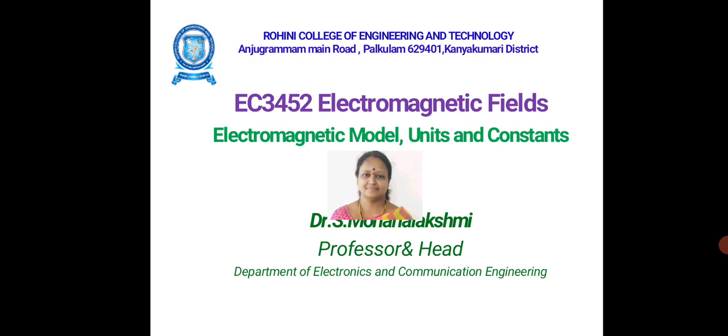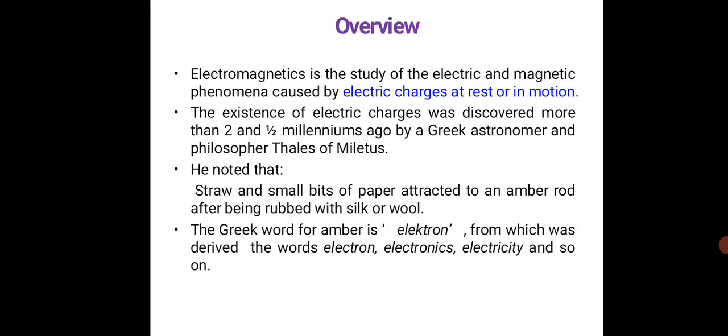And in this video lecture, we are going to see what is electromagnetic model, units and its constants. So first we'll see the overview. Of course we know electromagnetics is the study of both electric and magnetic phenomena which is caused by electric charges either at rest or in motion. At rest we call it statics, and in motion it is actually the wave propagation and everything.